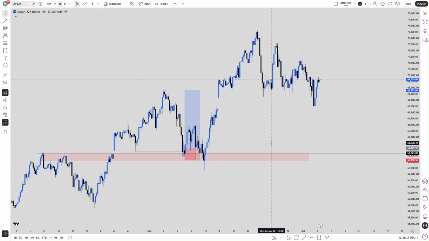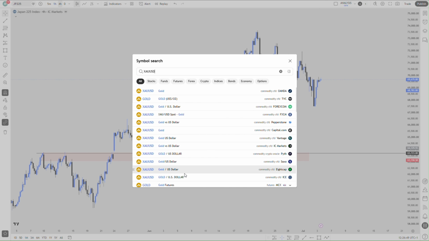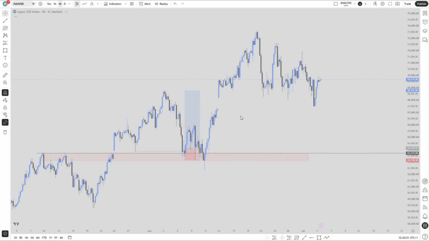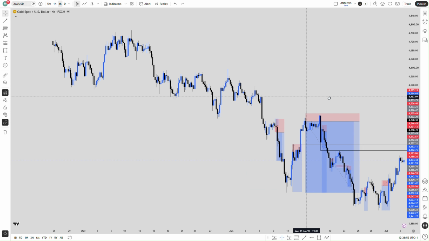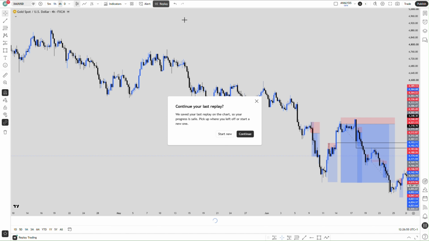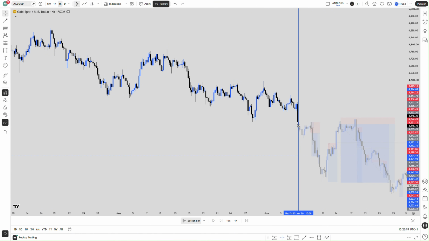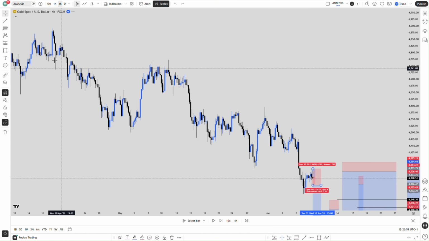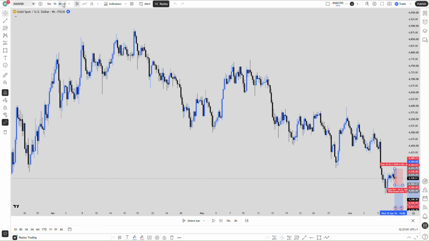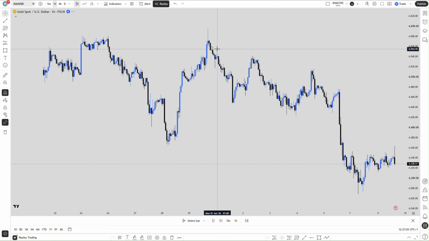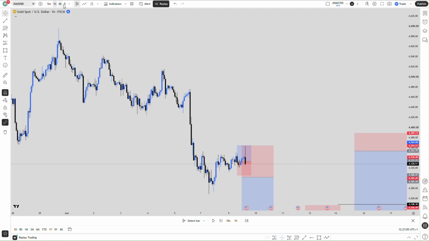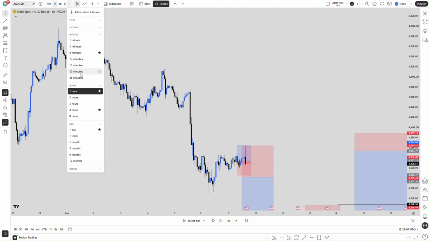The next trade I took was on gold, XAUUSD. Let me take price back so you can see exactly what happened during the time when I took this trade. I was looking out for a temporary, very short scalp to buy to a particular liquidity sweep.